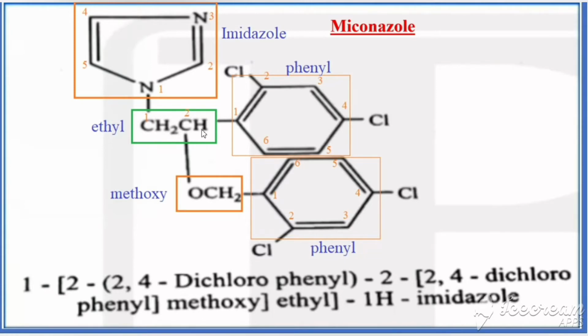Second carbon of ethyl is having two substitutions. One is 2,4-dichlorophenyl. Here we have methoxy group. The carbon of methoxy is connected with again 2,4-dichlorophenyl. So this is the structure for meconazole.